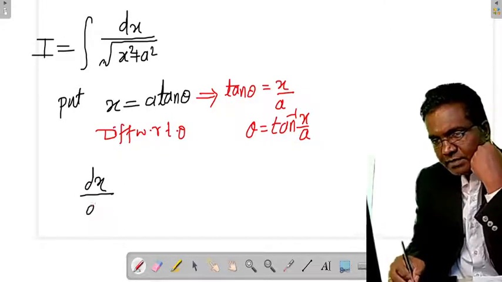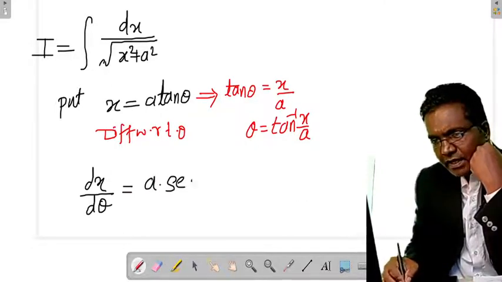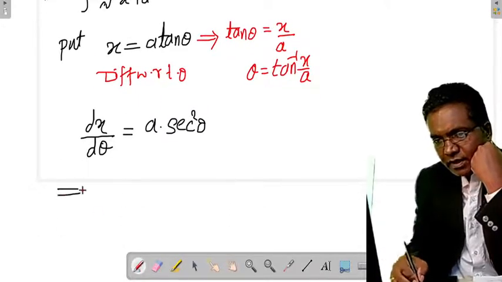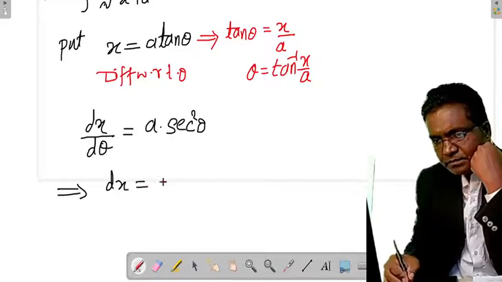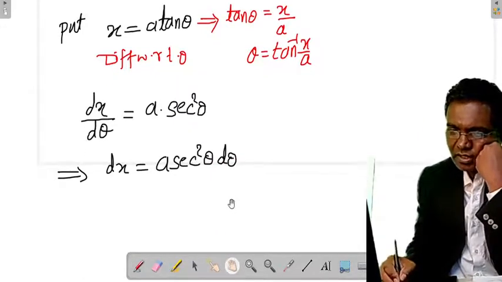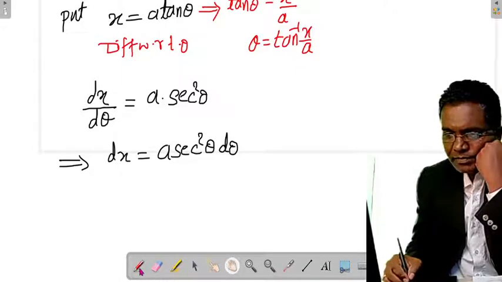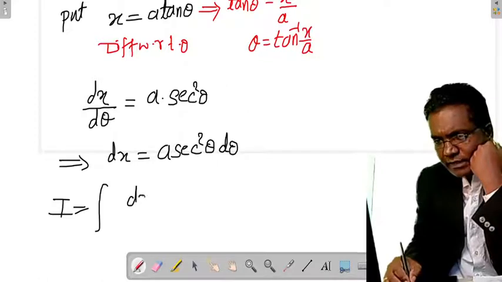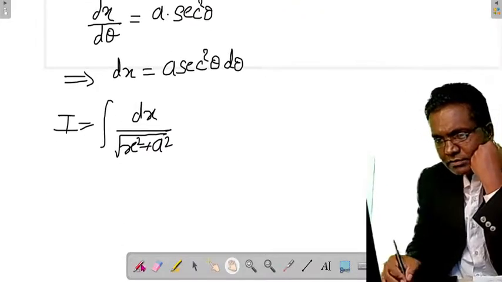So what we will get, dx by d theta is equal to a into the derivative of tan, which is secant square theta. Okay. And this gives you dx equals a secant square theta d theta. So therefore I becomes, let me write, we had this dx divided by square root of x square plus a square. This is your I. So make the substitutions.